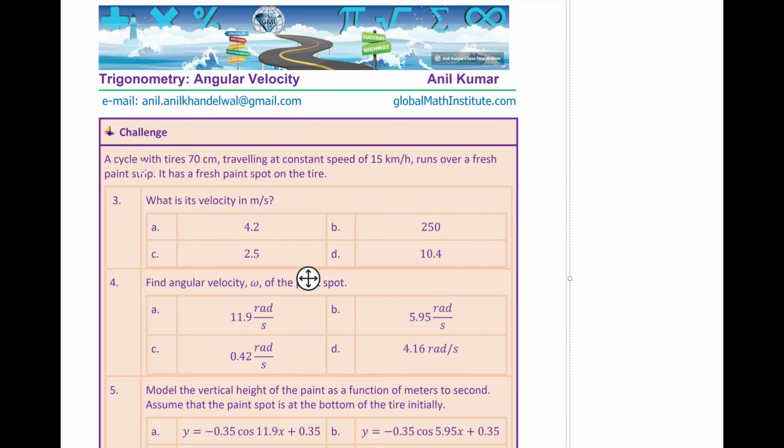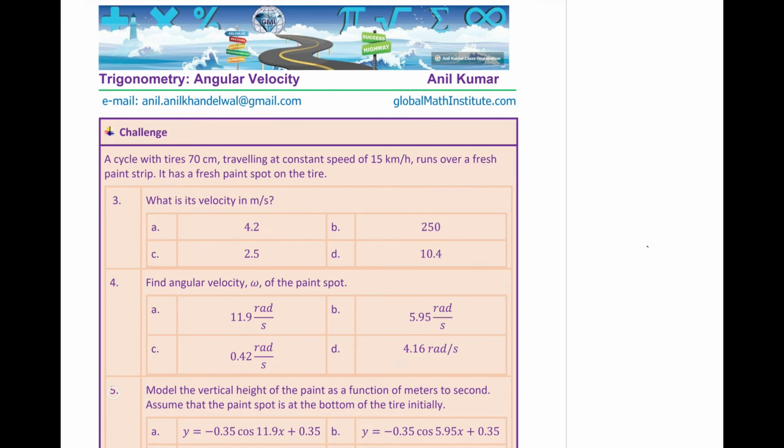Now this is a challenge question for you, which is a cycle with tires of 70 centimeters traveling at a constant speed of 15 kilometers per hour runs over a fresh paint strip. It has a fresh paint spot on the tire. What is the velocity in meters per second? So that is simple conversion from kilometers per hour to meters per second. Part B is find the angular velocity omega of the paint spot. So you can use the formula V equals omega r to find this particular solution.